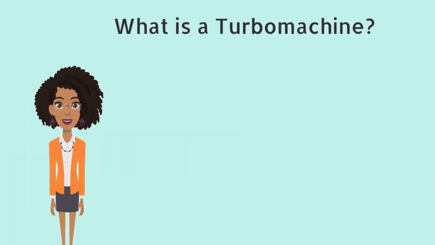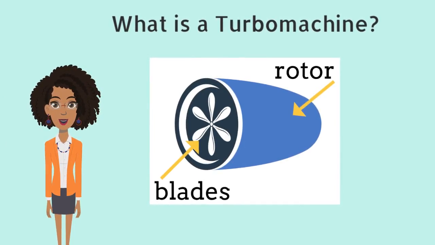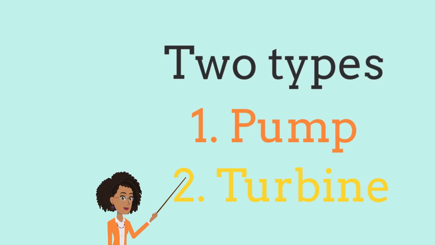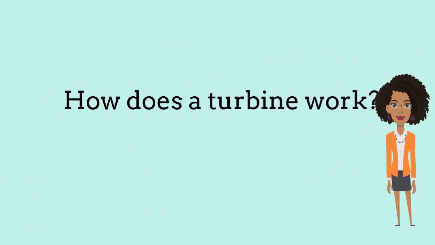First, let's start with the definition of a turbo machine. A turbo machine is a mechanical device that consists of several blades attached to a rotor. It transfers energy between a rotor and a fluid. That transferred energy can be added to or extracted from a fluid. A turbo machine has two classifications, a pump and a turbine. For the purpose of our presentation, we'll be focusing in depth on turbines.